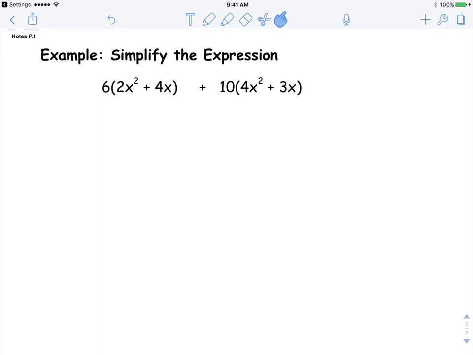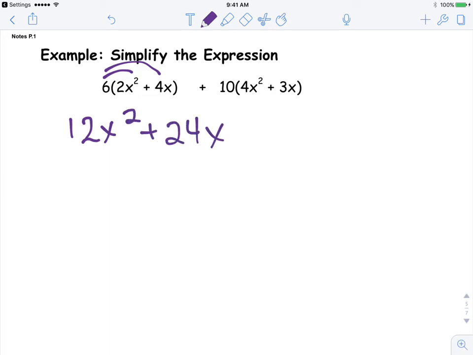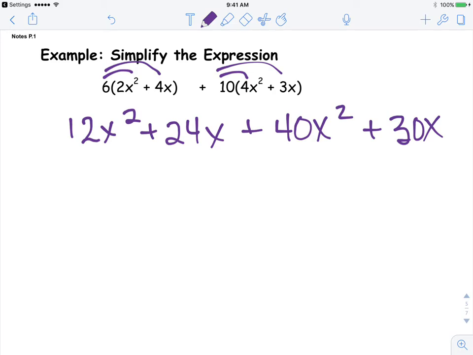Simplify this algebraic expression. So we're going to distribute the 6 into that parentheses. So we're going to get 12x squared plus 24x. Then we'll distribute our 10. So we're going to get 40x squared and 30x. Then we're going to combine like terms.